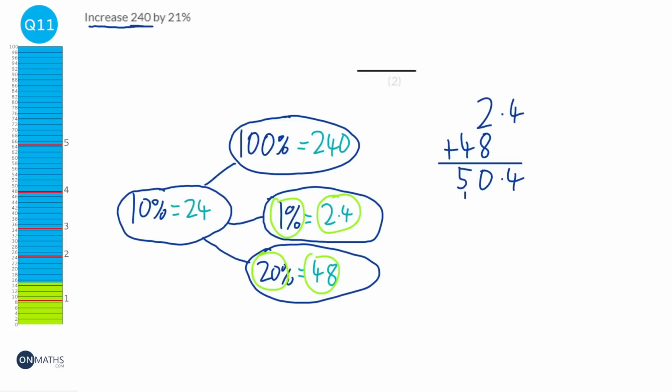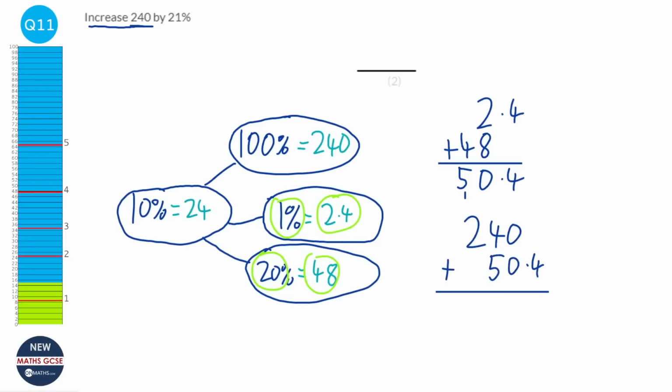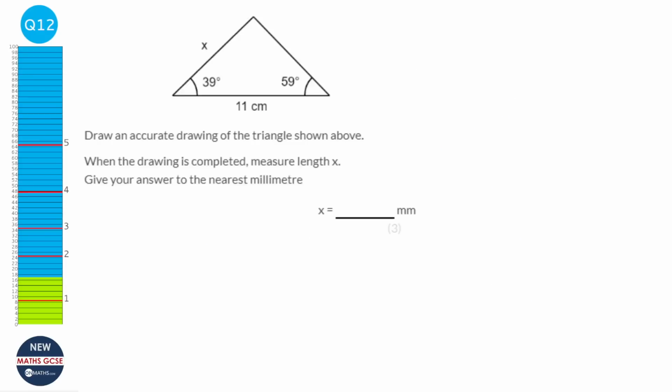240 by that amount. So we need to get 240. We need to add the 50.4. Probably again don't need to show the working out for this. We can do this in our heads, but it's a bit easier to see what we're doing. So the answer would be 290.4.